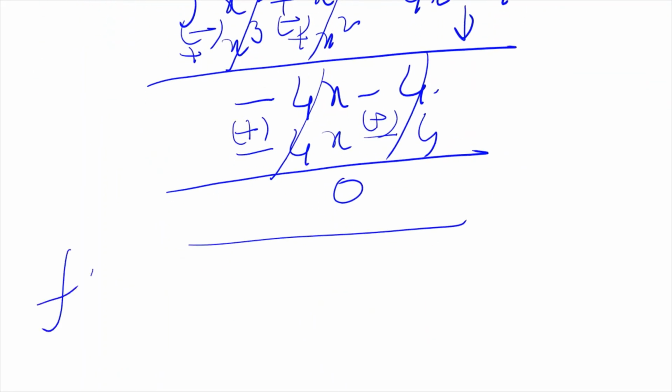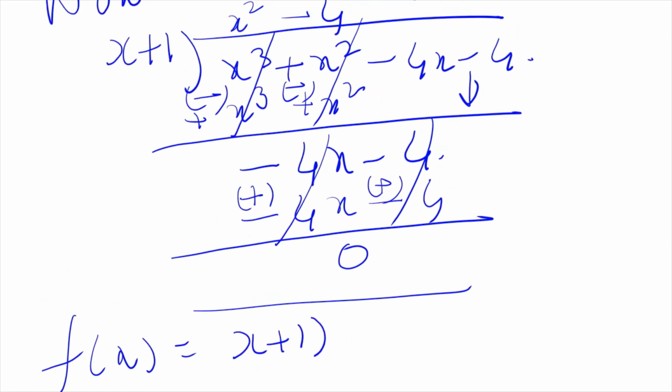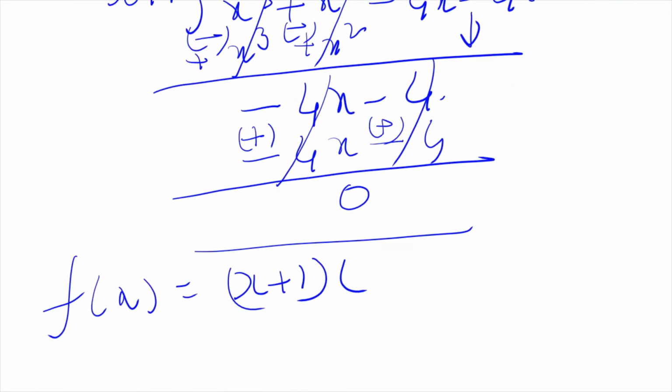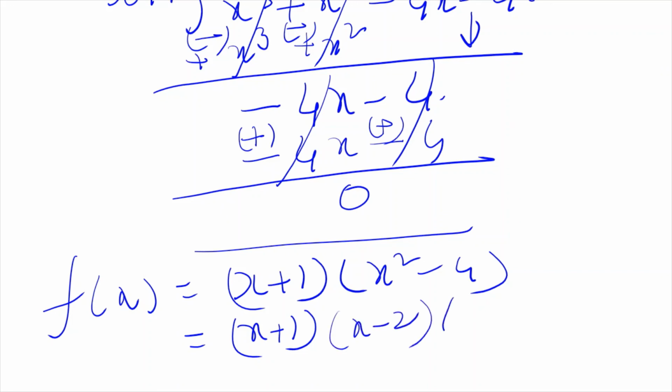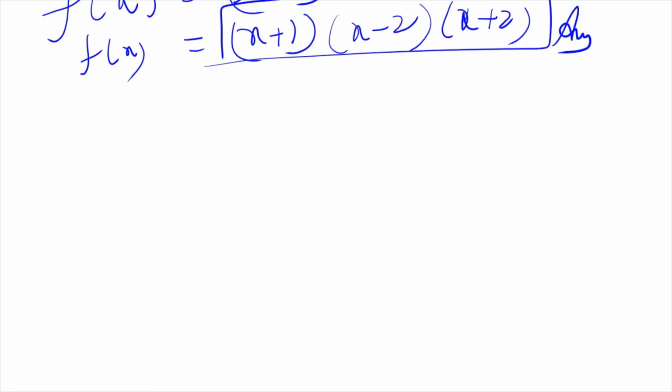So that means f(x) is equal to x plus 1 into x square minus 4. When you further factorize, x square minus 2 square is a square minus b square, so x minus 2 and x plus 2. So that is the answer. Now you do homework of a similar type.